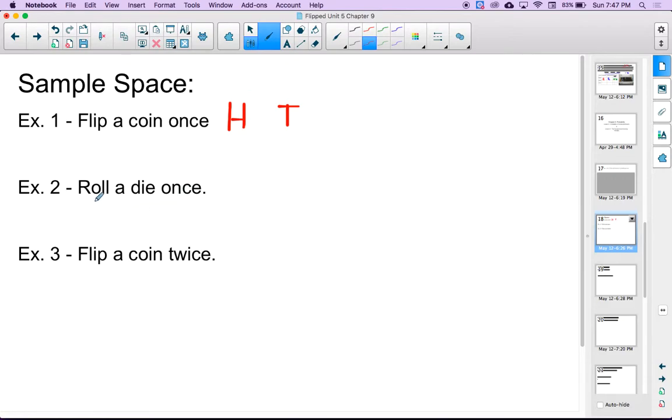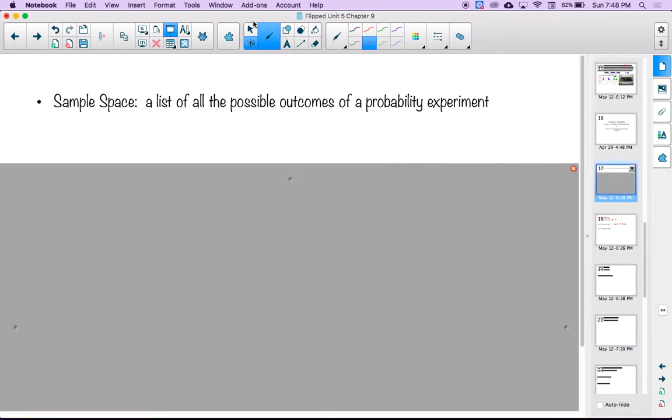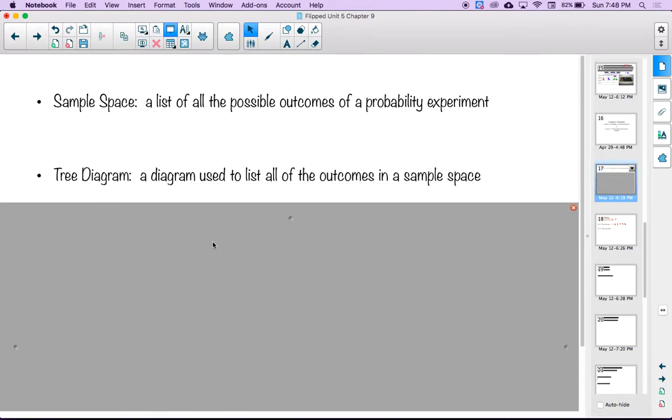Let's look at another example. If I roll a die one time, all the possible outcomes are all the possible faces of the die: 1, 2, 3, 4, 5, and 6. Those are the possible outcomes, and when I list them all, we call it the sample space. Now, something unusual here, if I flip a coin twice, first of all, this is a special type of probability called compound events. So let's bounce back up to your vocab here.